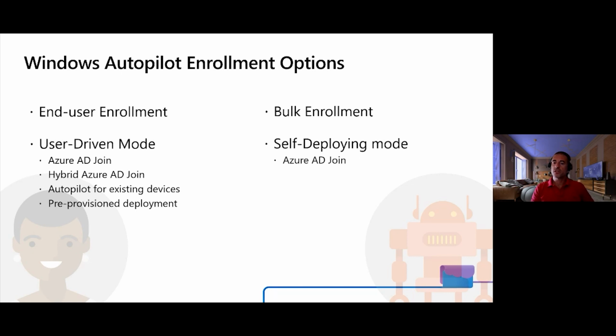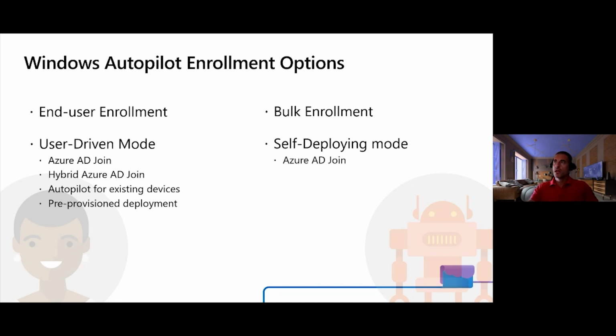Autopilot for existing devices allows you to enroll and provision devices using Autopilot without having to register them in the Windows Autopilot service, injecting a JSON file which has all the information of the Windows Autopilot profile. And finally, it supports the pre-caching of policy and apps with what is called pre-provisioning deployment.